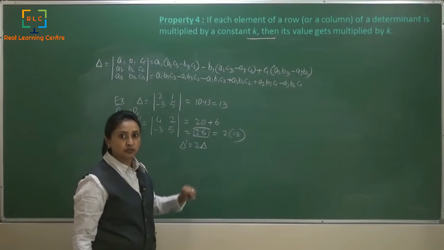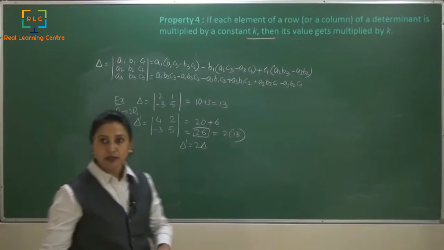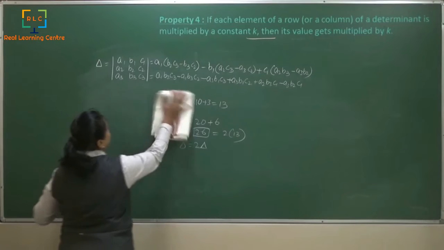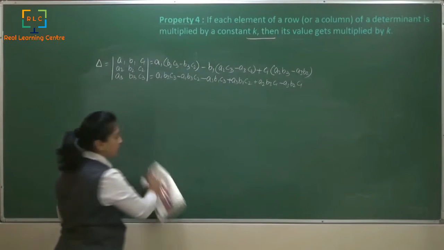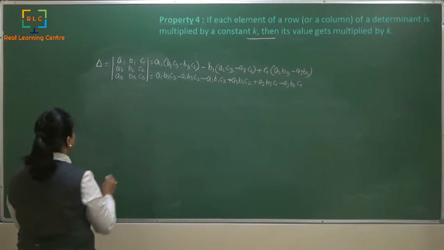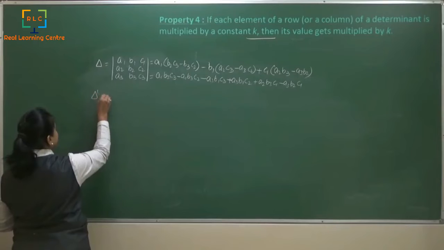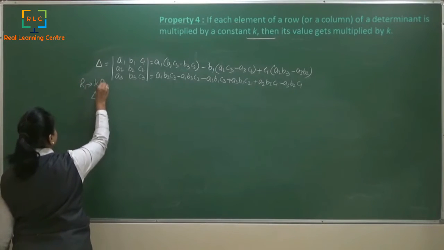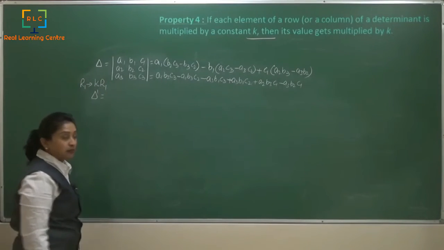Delta dash is equal to 2 times delta. Okay, so this was your property number 4, and to prove this we will multiply, we will do like this. So delta dash, so let me multiply R1, let it become k times R1. To prove this I shall multiply by k.